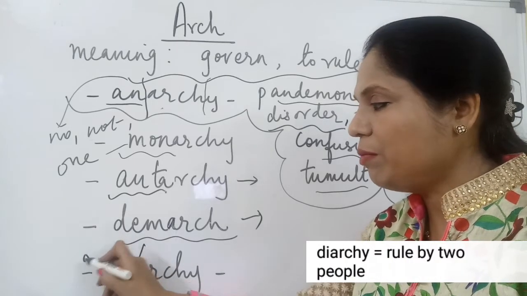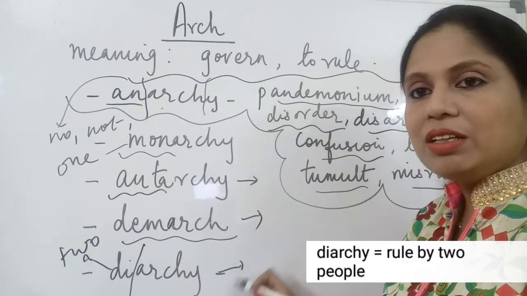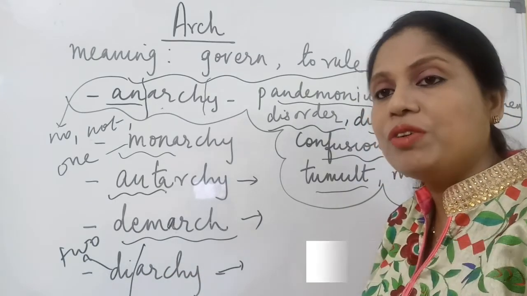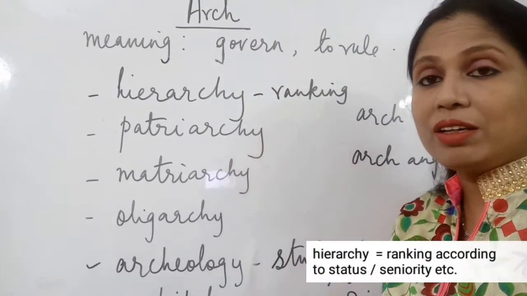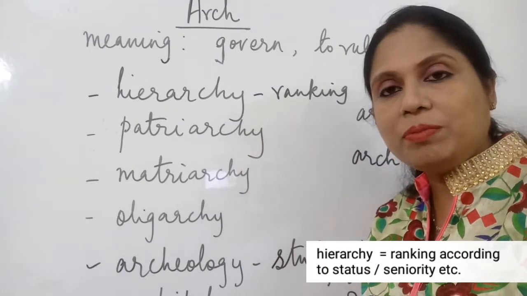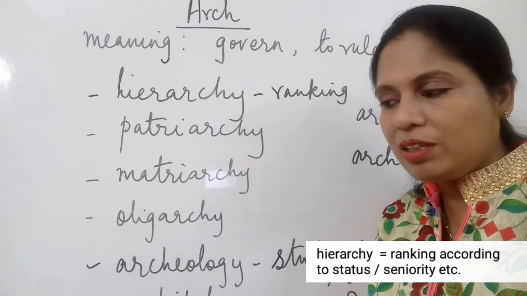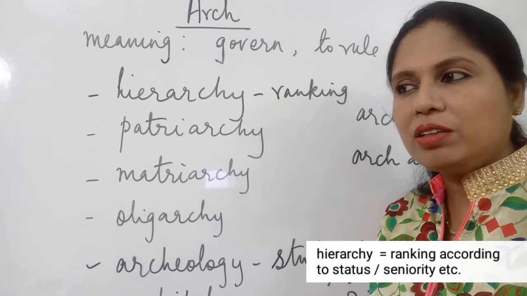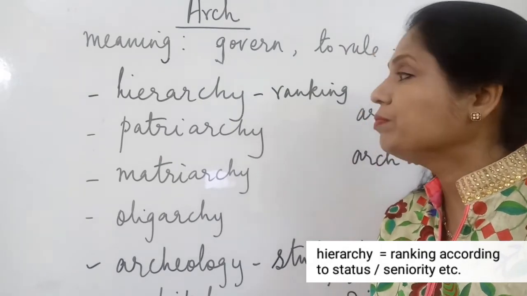Diarchy. Let's split this word. The prefix dia means two. So diarchy means the governance or rule of two. Hierarchy means ranking. That ranking could be according to social status, as in a society, or it could be according to seniority level, as in an office.